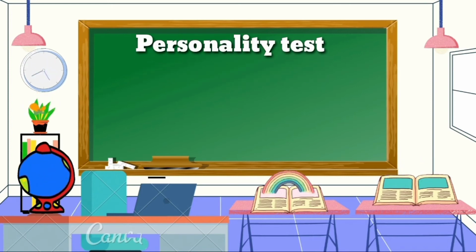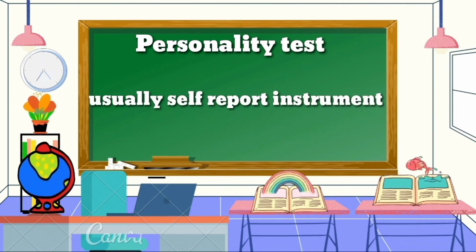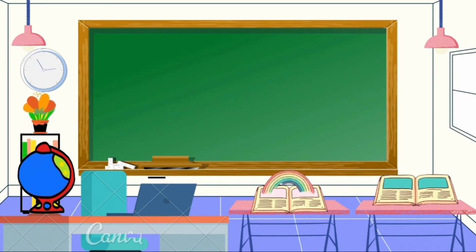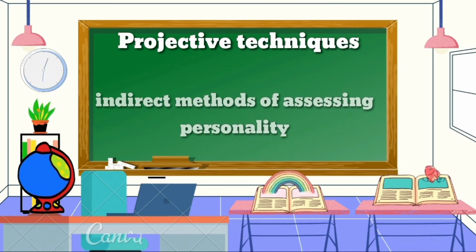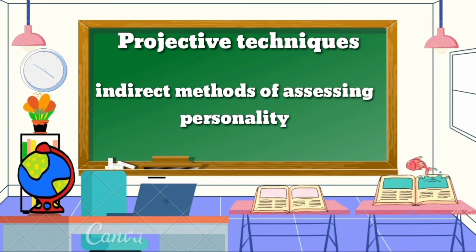Next is the personality test. These tests are usually self-report instruments. This test aims to delve into an individual's character, traits, behavior, quality, and individuality. A personality test is a direct method of assessing the personality of an individual, while projective techniques are indirect methods of assessing personality.